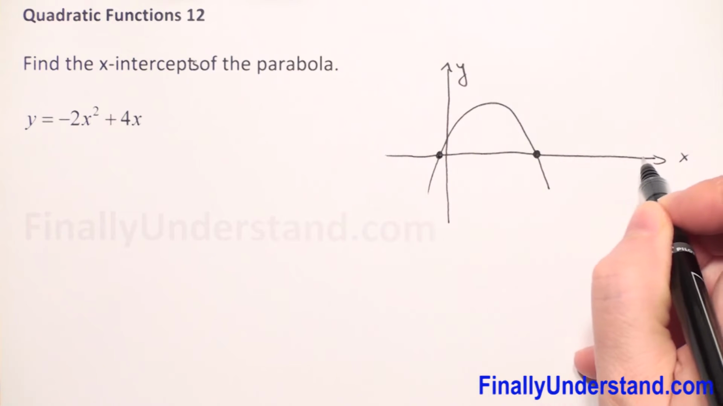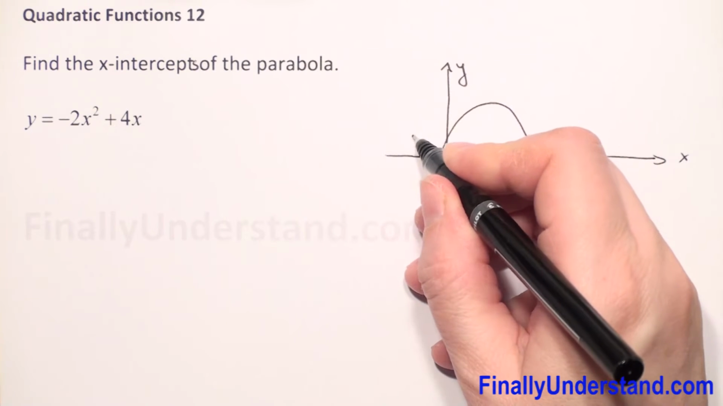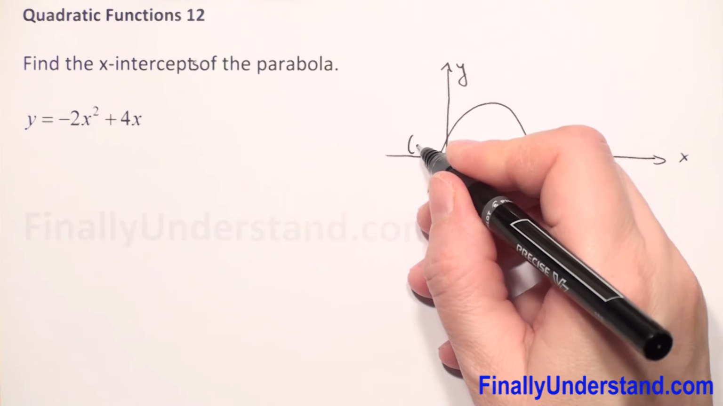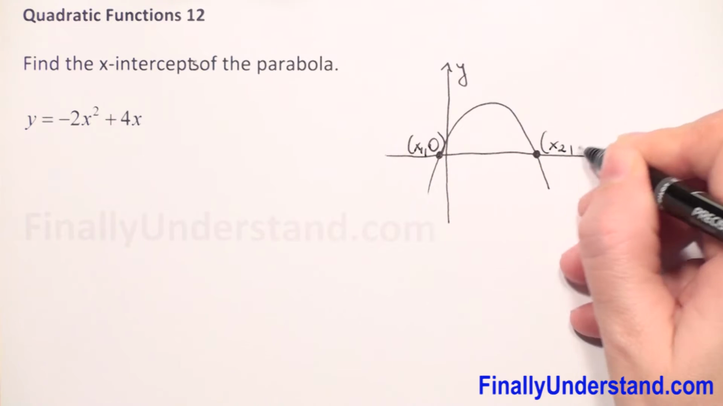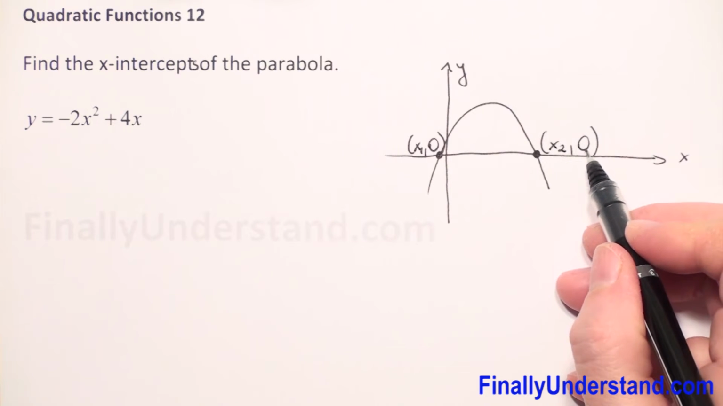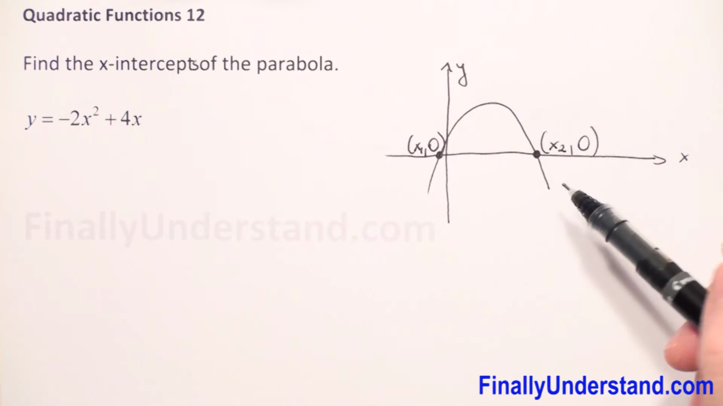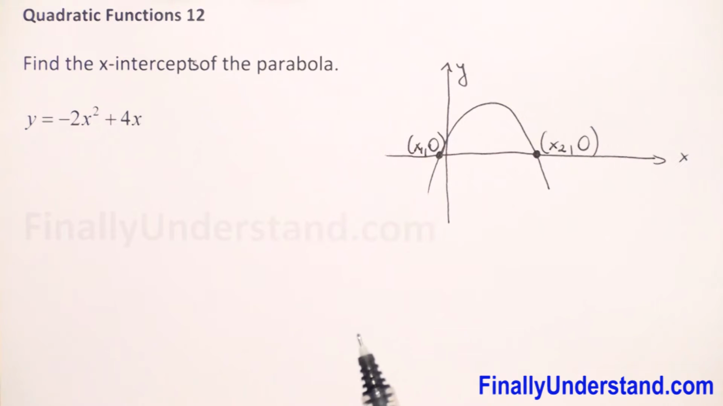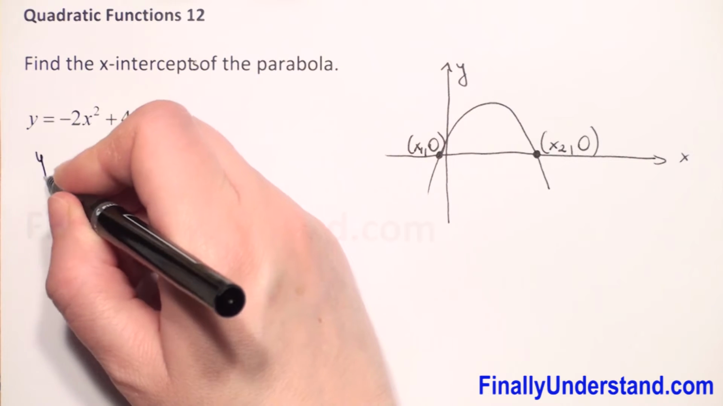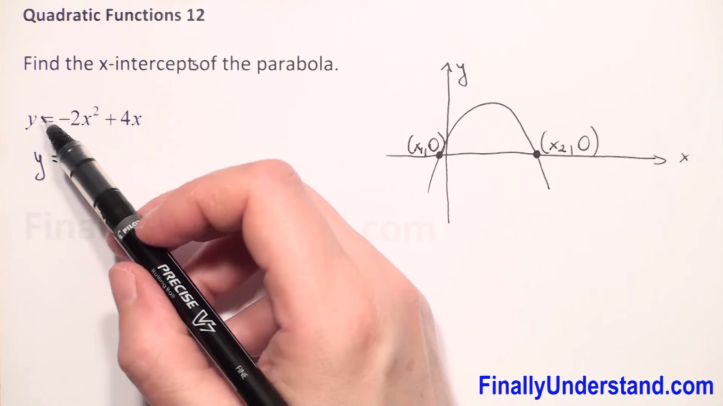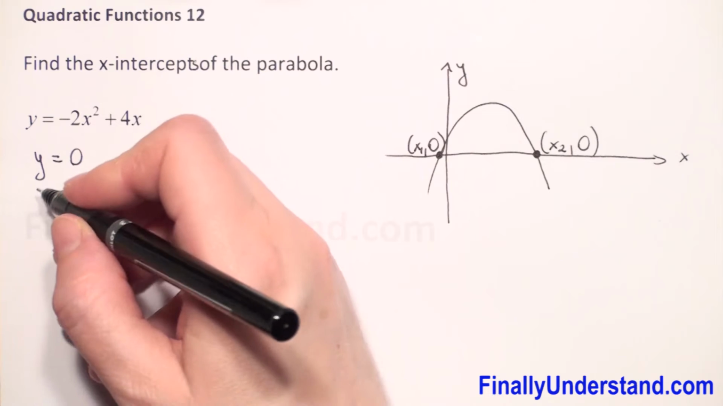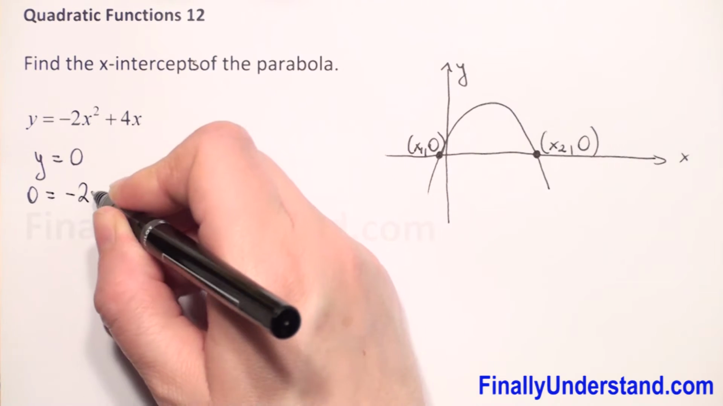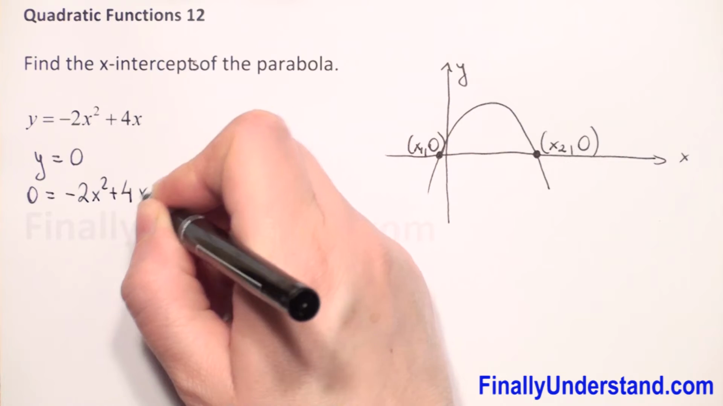At these points, always on the x-axis, the second coordinate is 0. So for example, the first point is x1 and the second is x2, and the second coordinate is always 0. That's why we said that y is equal to 0. So let's write y equals 0. Now we will substitute y by 0 in our equation. So we have that 0 is equal to negative 2x squared plus 4x.